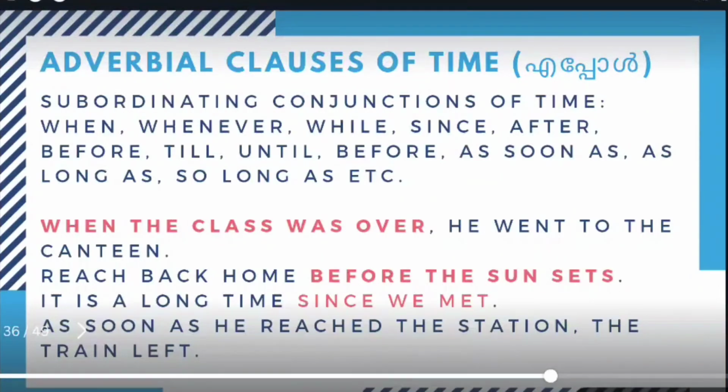So here, which will be the adverbial clause of time? Yes, as soon as he reached the station. The train left is the main incident here. The train left. When did it leave? As soon as he reached the station. So as soon as he reached the station is an adverbial clause of time, and we use the conjunction as soon as to denote the time.